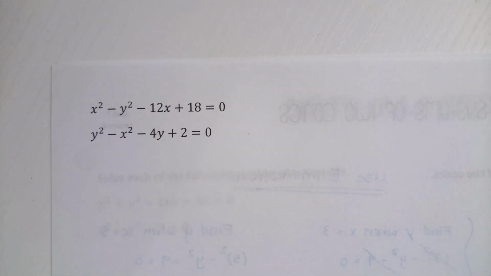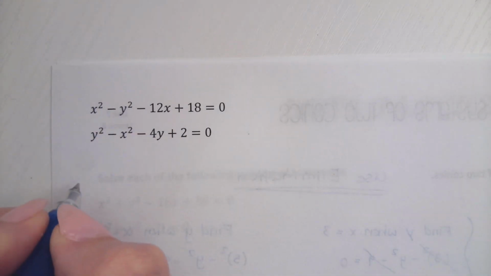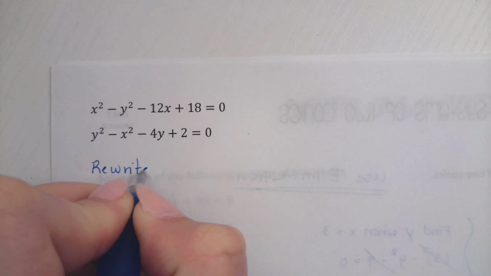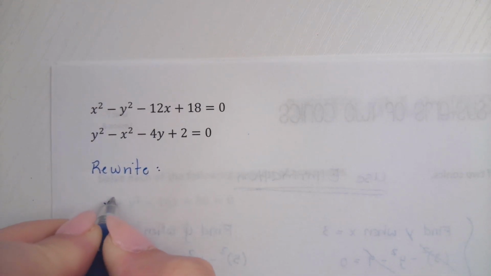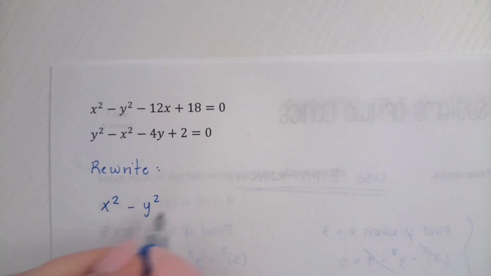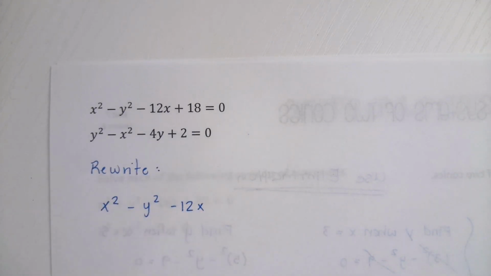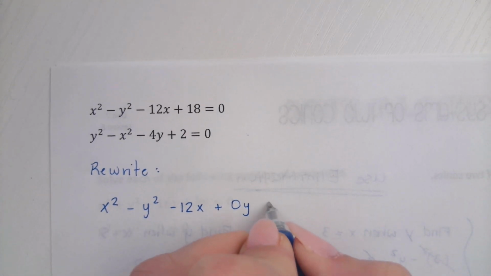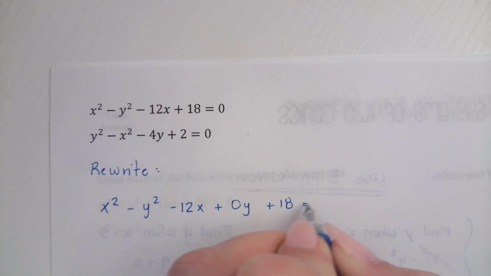Okay, so here's what we're going to try. I'm going to first just rewrite it so I can line up all the terms perfectly. So I have an x squared minus a y squared. I have a minus 12x. The top equation does not have a single y term, so I'm just going to write plus 0y plus 18 equals 0.